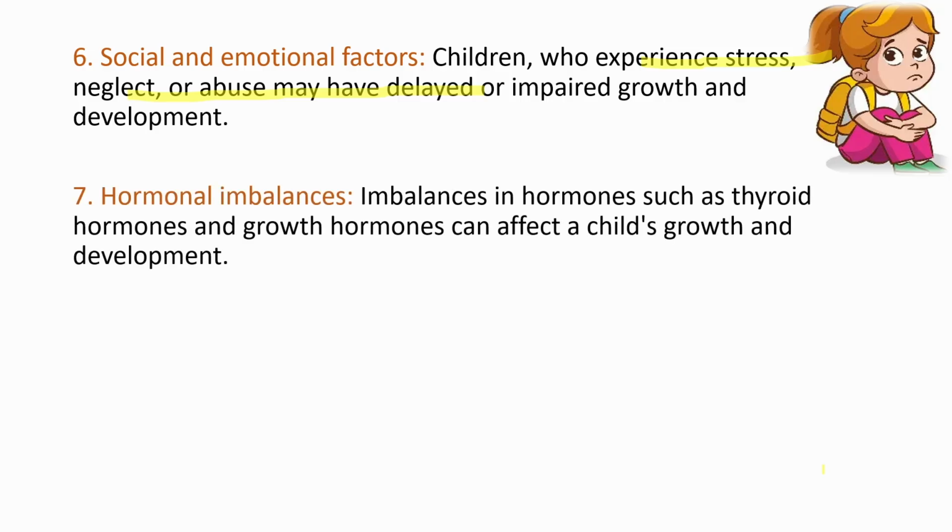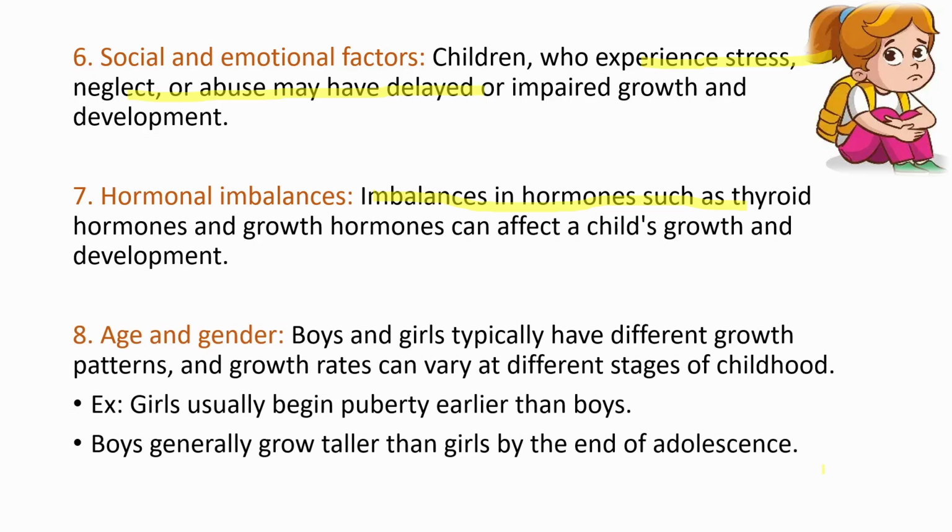Then, the seventh factor is hormonal imbalances. Hormones are chemicals in the body that control growth and development. If a child has hormonal imbalances such as problems with the thyroid hormones or growth hormones, it can affect their growth. For example, a lack of growth hormone can cause short stature, while excess hormones can sometimes lead to abnormal growth. Then the eighth factor is age and gender.